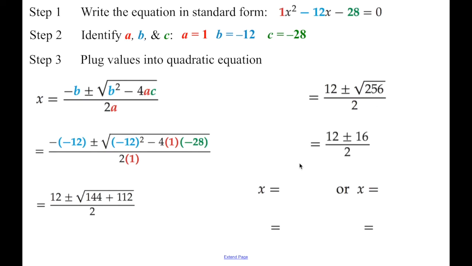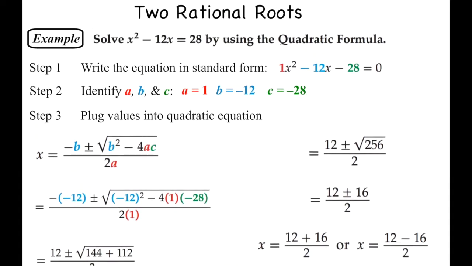So now here's where we separate those. One of our solutions is 12 plus 16, the other one is 12 minus 16, over 2. So this one gives us 28 over 2, which is 14. The other one is negative 4 over 2, which is negative 2. So we have two rational roots, okay? Two rational roots, those are rational numbers.